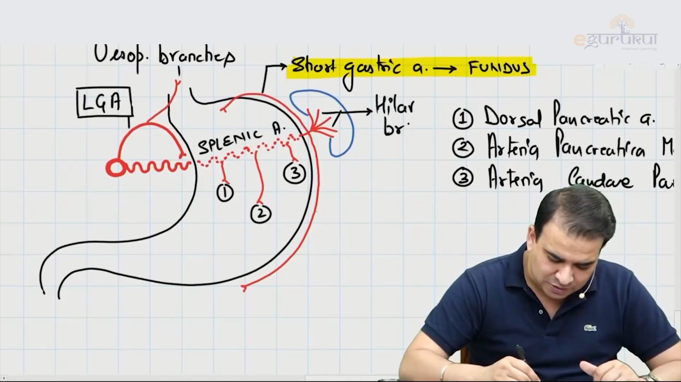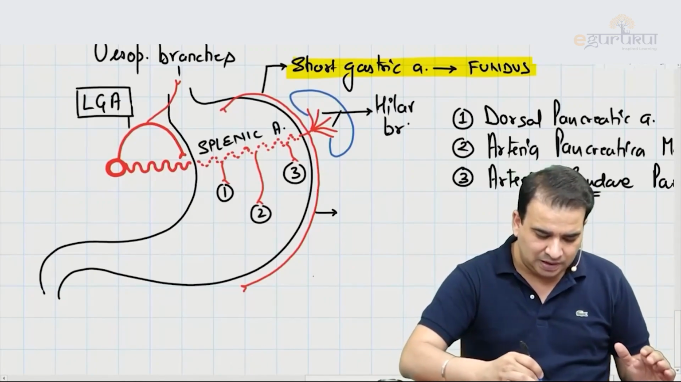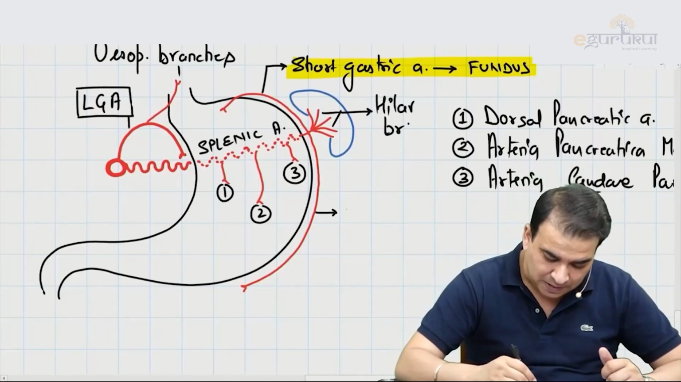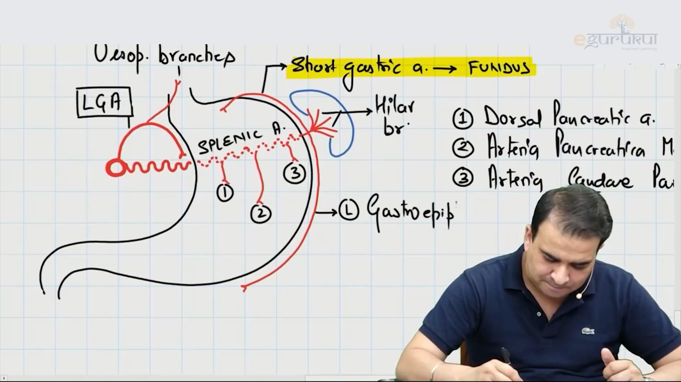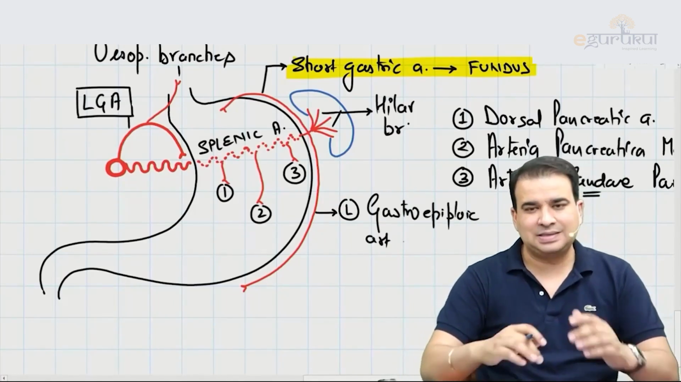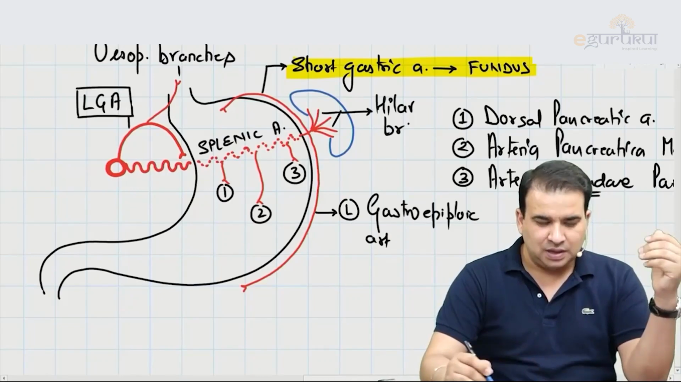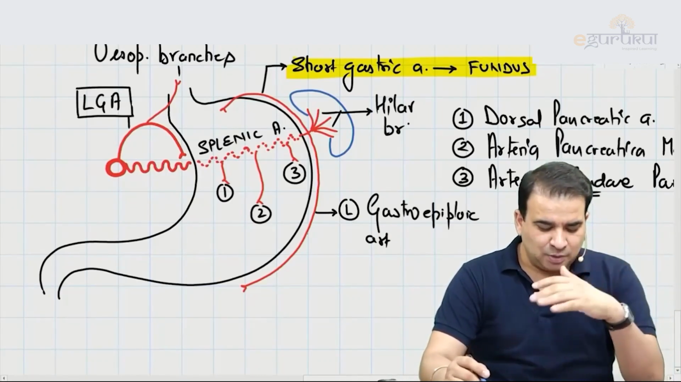And look at this artery which is running along the greater curvature in the greater omentum. Obviously the greater omentum will be there. So it is running in the greater omentum. This artery is called the left gastroepiploic artery. That is the left gastroepiploic artery, which is running along the greater curvature in the greater omentum. It is one of the contents of the greater omentum. So this is about the splenic artery.